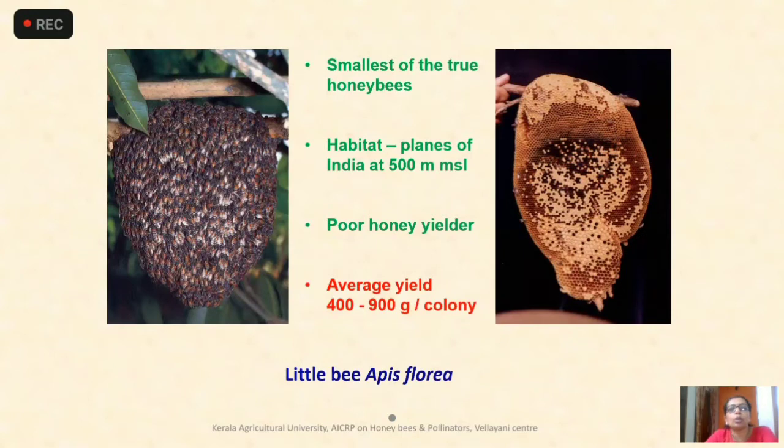Now coming to the fourth one, it is the smallest bee, also known as the little bee or Apis florea. You can see it constructing the comb around the branch, and it is a single comb. You can identify these bees very easily by observing the body pattern, particularly the white and black stripes on the abdomen. It's also an important pollinator, but we couldn't get much honey from it, hardly 900 grams per colony. So it's a poor honey yielder.